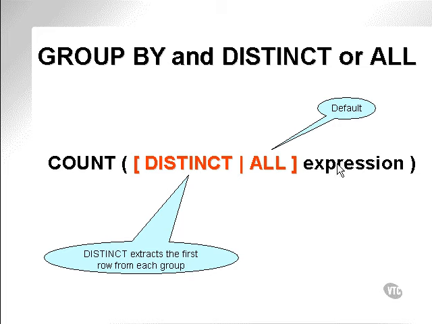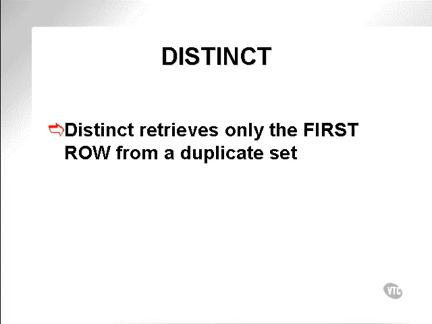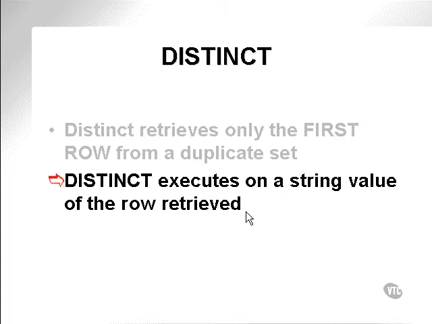In effect, every set of non-distinct values makes up a group. Selecting distinct will select the first value from each group. A little more about distinct. Distinct retrieves only the first row from a duplicate set, or a set of duplicates. Distinct actually will execute on a string value of the row retrieved. In other words, you couldn't pass a number directly into distinct.